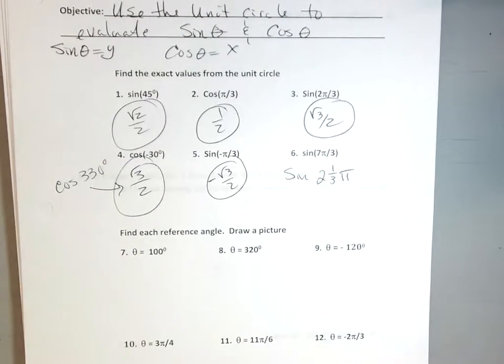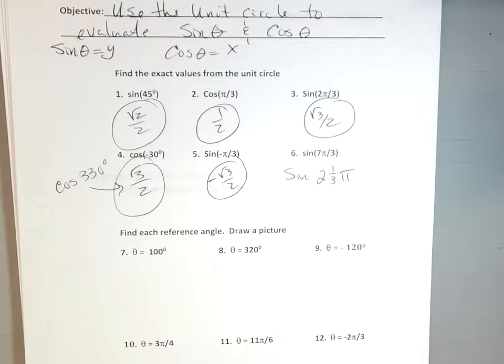I'm still confused on number 5. Okay, you ready? Let's rotate to pi thirds. Now let's go backwards here. And sine is the y value.